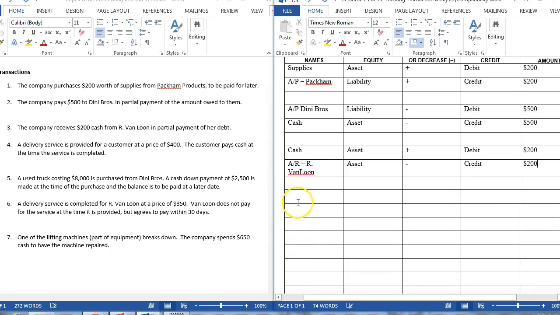Scroll up. We're going to skip a line and we're going to look at transaction number 4. So transaction number 4 is a delivery service. It's provided to a customer at a price of $400. The customer pays cash at the time the service is performed. So we're going to receive cash. So cash increases. It's an asset. An asset increases on the debit side. In this case, it's $400.